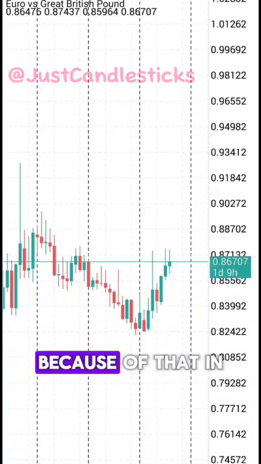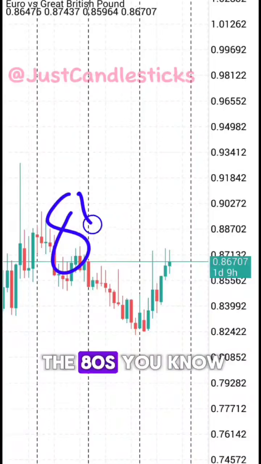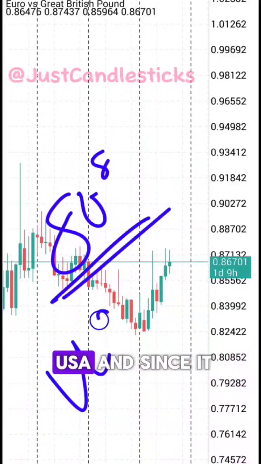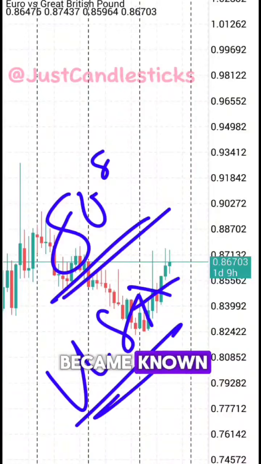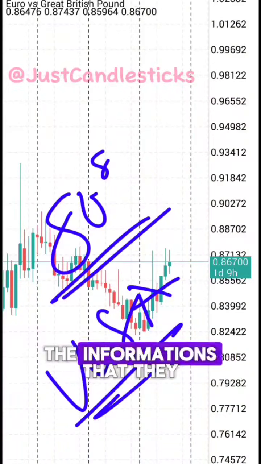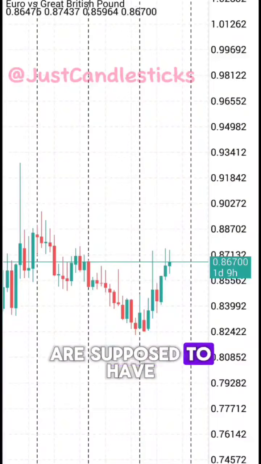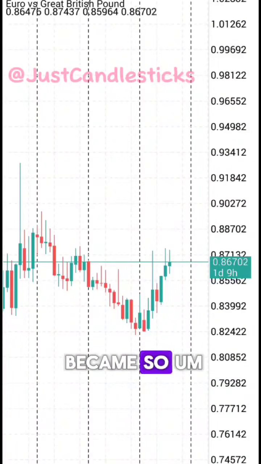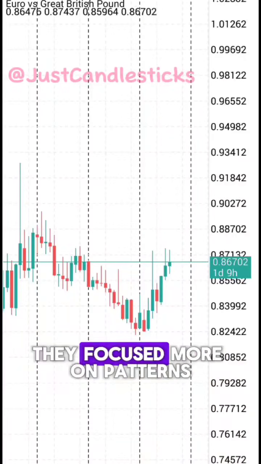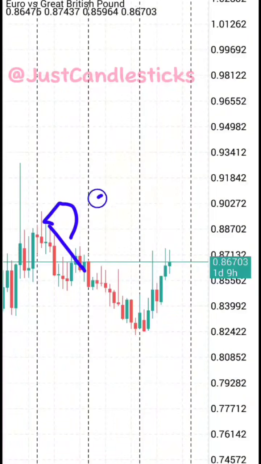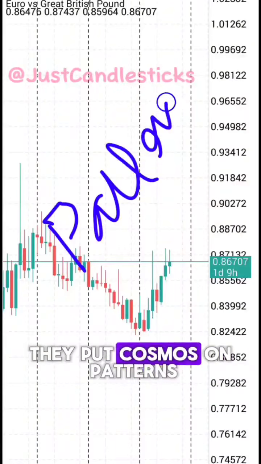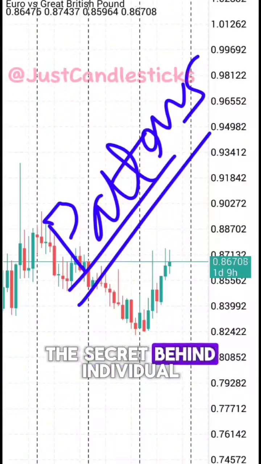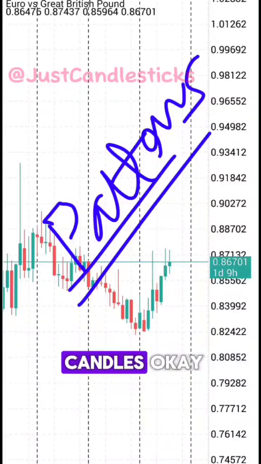In the 80s, that was when it became known to the USA. And since it became known, they didn't have all the information that they were supposed to have. They didn't have all the details. So they focused more on patterns, and they lost the secret behind individual candles.